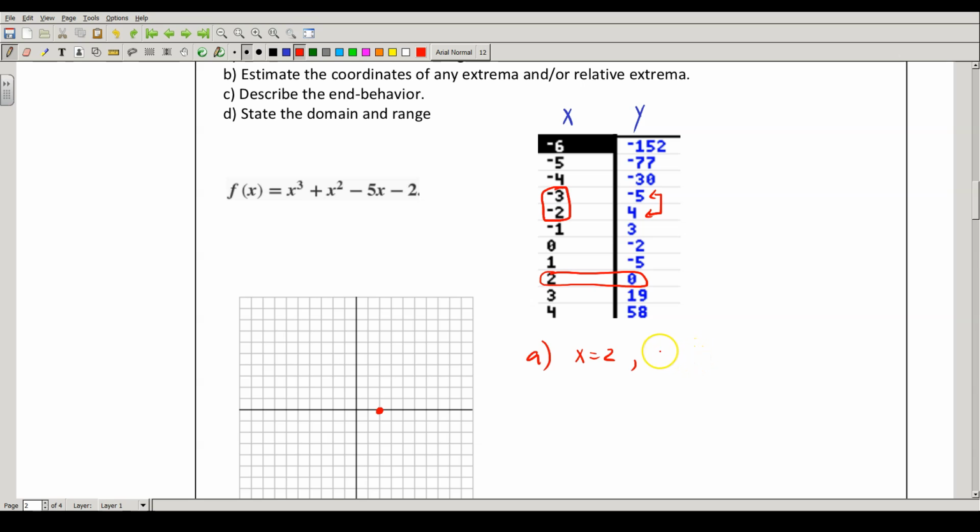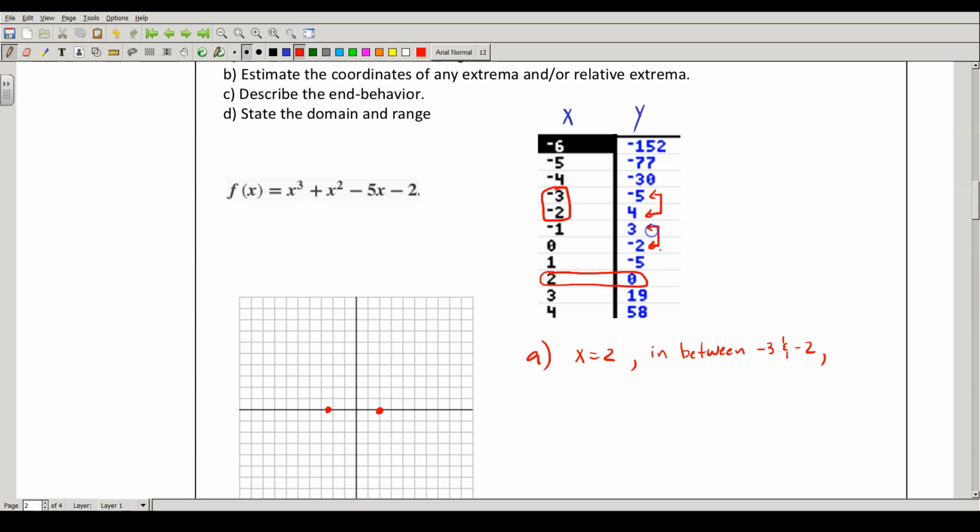Or, you know what, we can just write out in between -3 and -2. There's a 0 in between there, -3 and -2. So that's another one. Now I'm going to plot that on my graph as well. So in between x equals -2 and -3, that's about right here. I'm just going to guess about -2.5.